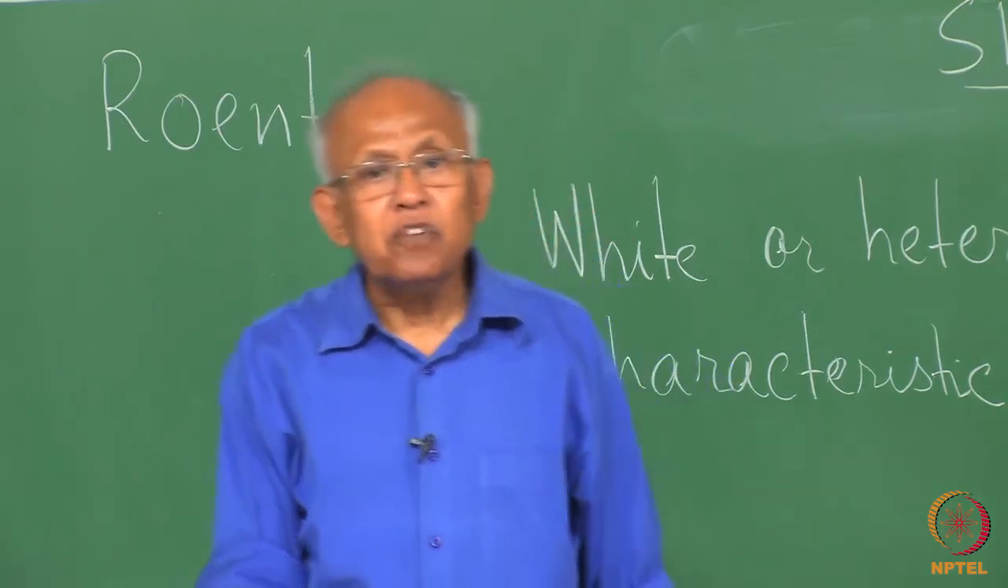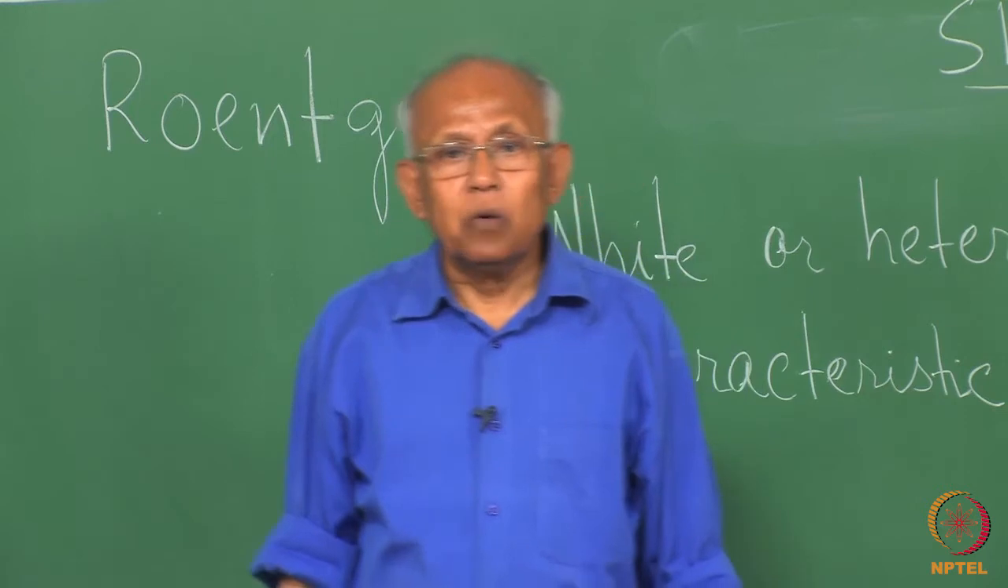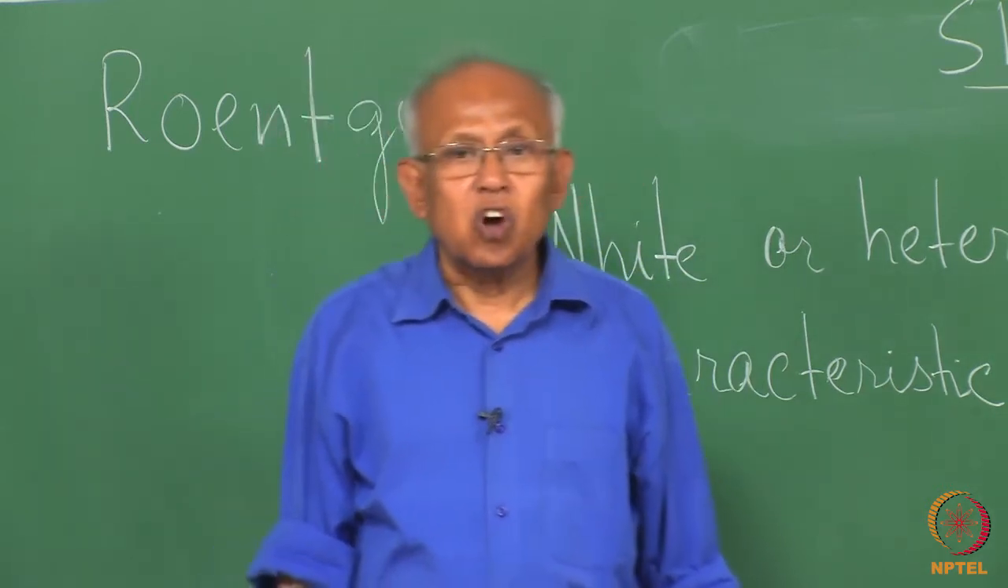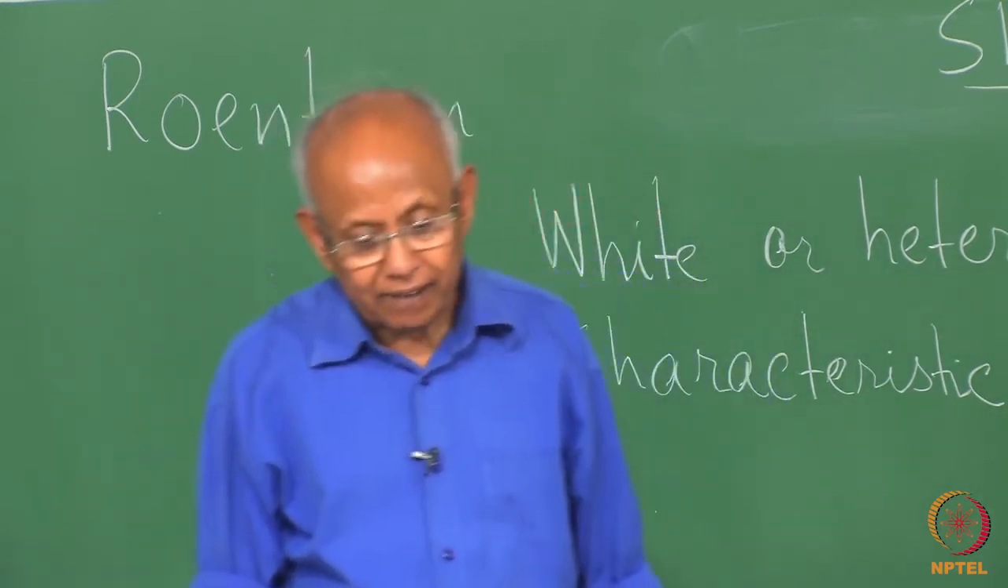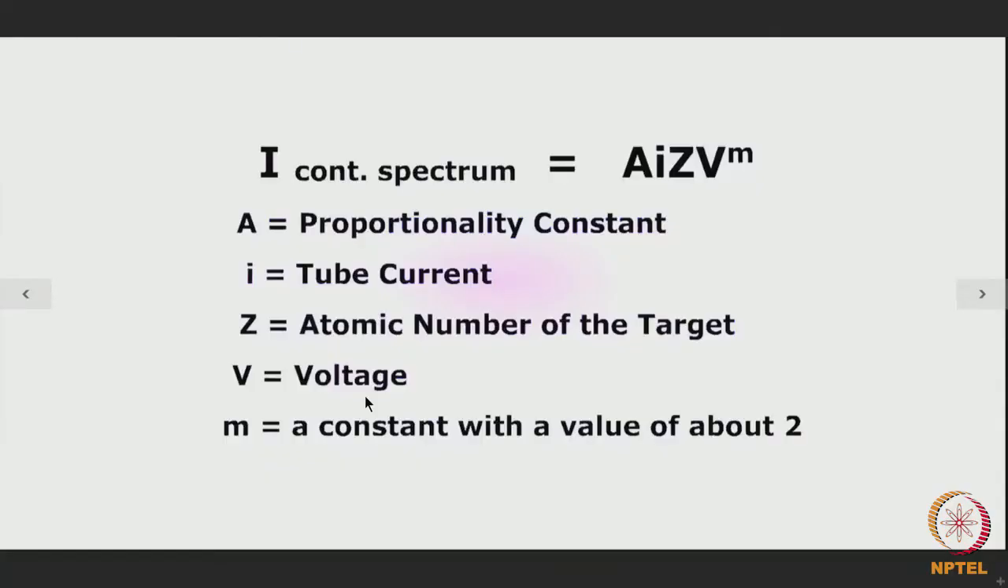Now, if we look at the white radiation, which is also called the continuous spectrum, the intensity of the white radiation of the continuous spectrum is equal to A I Z V to the power m, where A is a proportionality constant, I is the tube current, Z is the atomic number of the target, V the voltage, and m is a constant with a value of about 2.